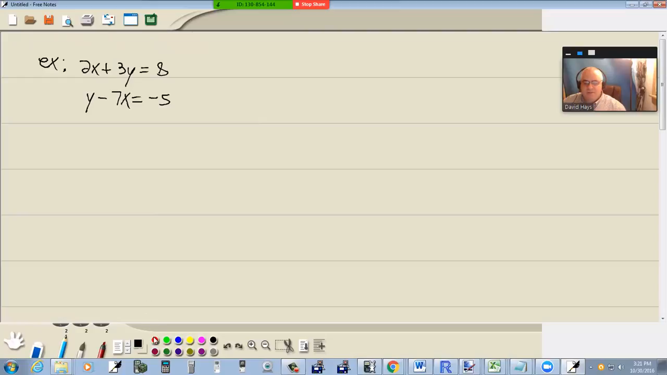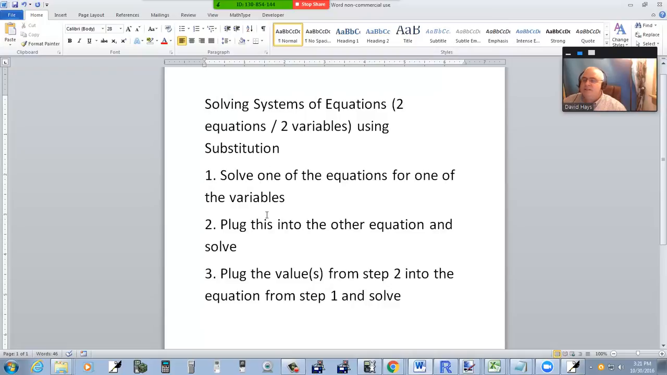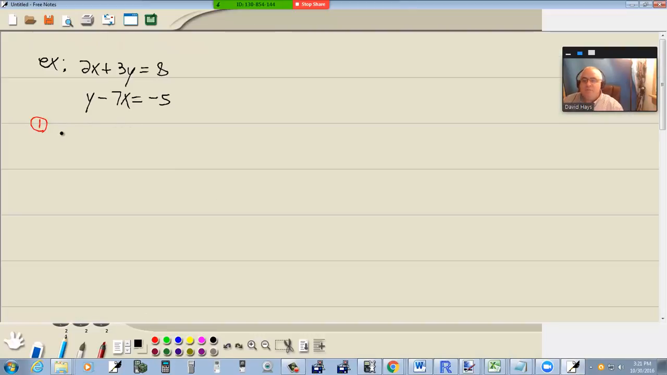Okay, so we're going to solve this one using substitution. So step 1. Solve one of the equations for one of the variables. Doesn't matter which one you pick. I'll pick the second one. The reason why this one looks easier to me is there's no number in front of the y. Now to solve this for one of the variables, I take -7x to the right side. So we've got y is equal to 7x minus 5.